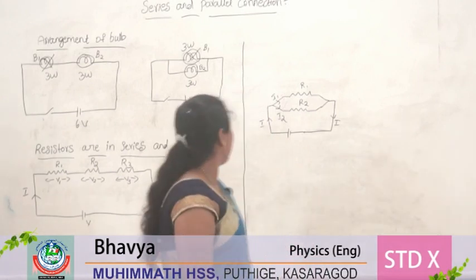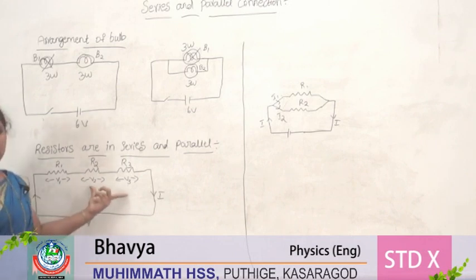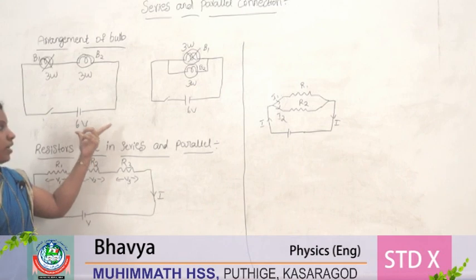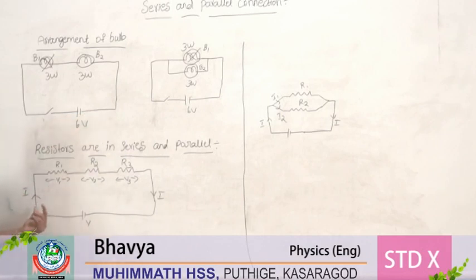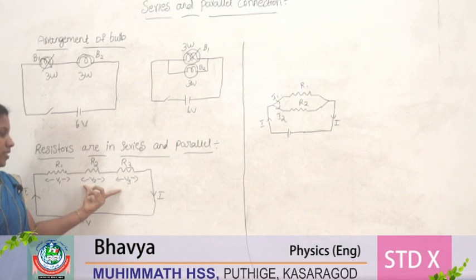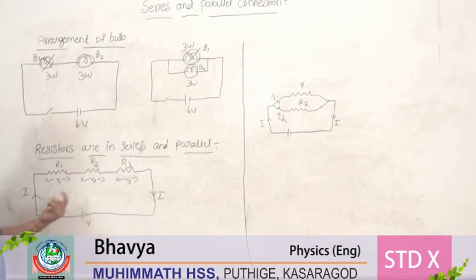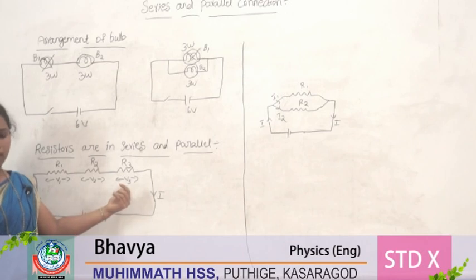See here, first one battery is connected to 3 resistors. As I told you, the current does not change but the voltage is divided. Similarly in the first circuit, these are R1, R2, R3. Three resistors are connected in series. The voltage is divided as V1, V2, V3.